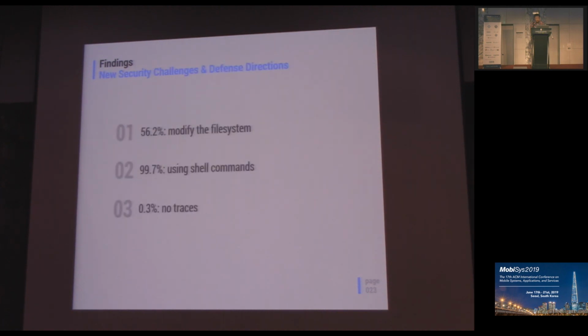Based on the findings, we are able to identify both new security challenges introduced by fileless attacks and new defense solution directions. First, 56.2% of fileless attacks modify the file system of the compromised IoT devices. Second, we find that 99.7% of fileless attacks are using shell commands, making these attacks detectable by auditing the shell command history. Third, we note that there are 0.3% of fileless attacks that neither modify the file system nor execute any shell commands.